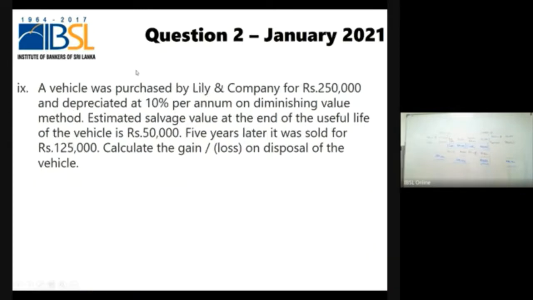Next one. A vehicle was purchased by Lilly and Company for 250,000 and depreciated at 10% per annum on diminishing value method. Can you remember the diminishing value method? Any idea? How do you depreciate on the diminishing value method?